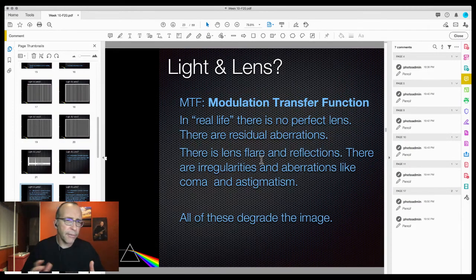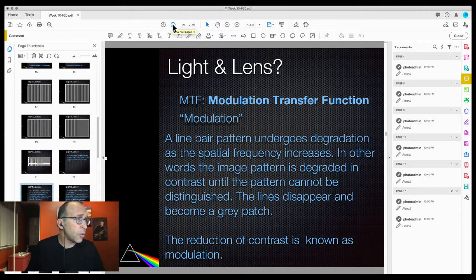However, in real life, there is no perfect lens. There's going to be lens flare. There's going to be lens design issues. There's going to be internal reflections. We'll talk about internal reflections next week. There are irregularities, there are aberrations, there's coma, there's astigmatism, and all these other issues. All of these things degrade the image. And so instead, we get this reduction in contrast.